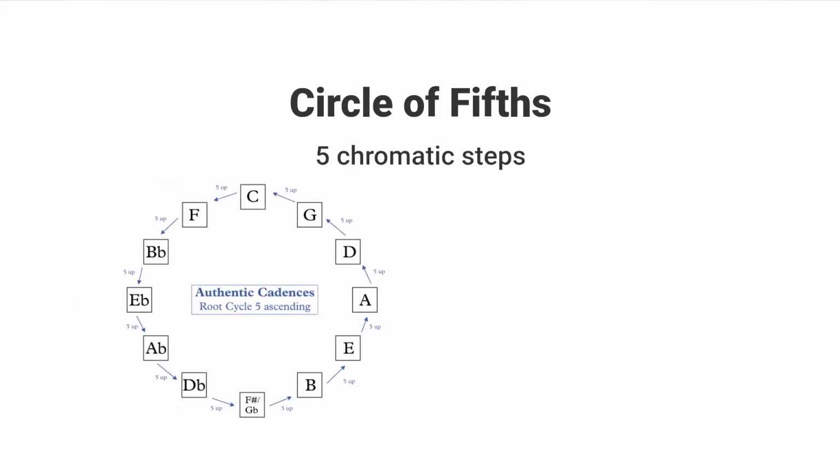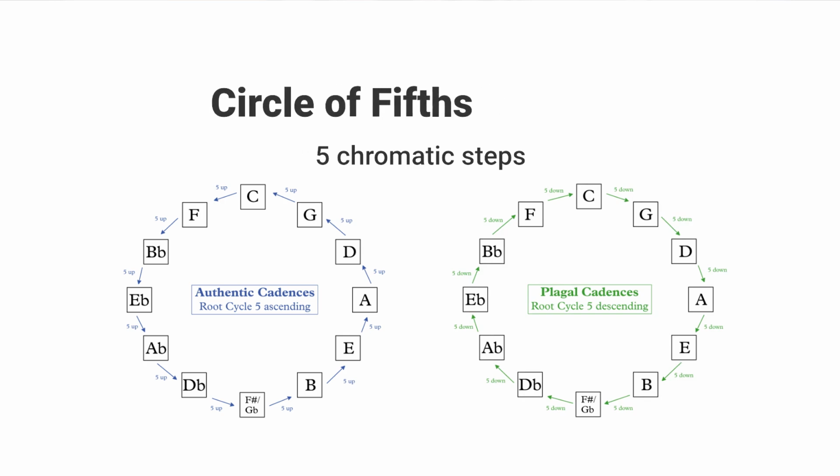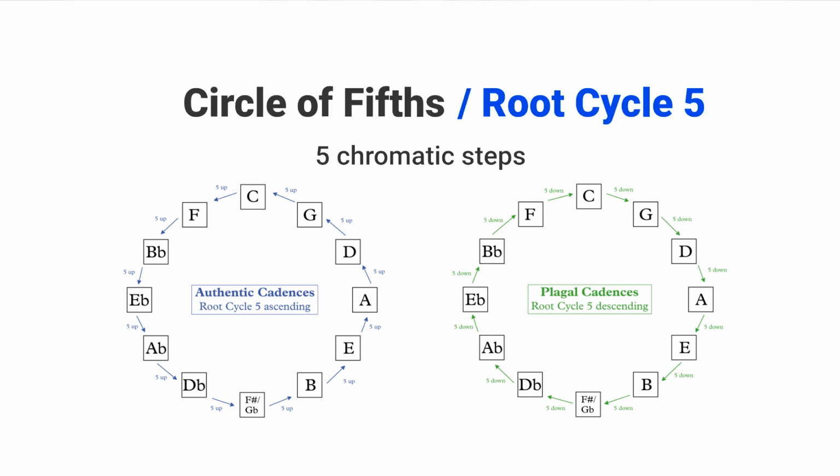Instead of thinking in terms of 5 must resolve to 1, let's think in terms of harmonic weight. This means looking at 2 neighboring bass notes and focusing on the smallest distance between them. On the circle of fifths, we always move 5 chromatic steps from one tone to the next, either up for authentic movements or down for plagal movements.